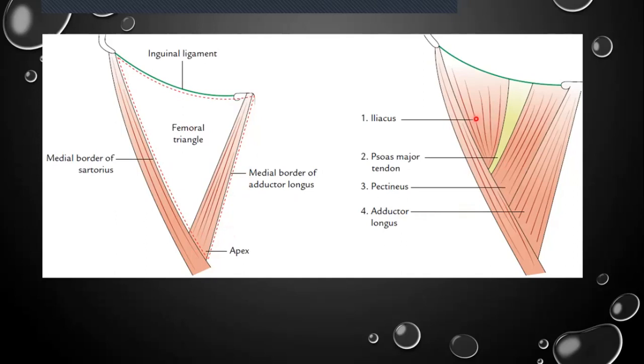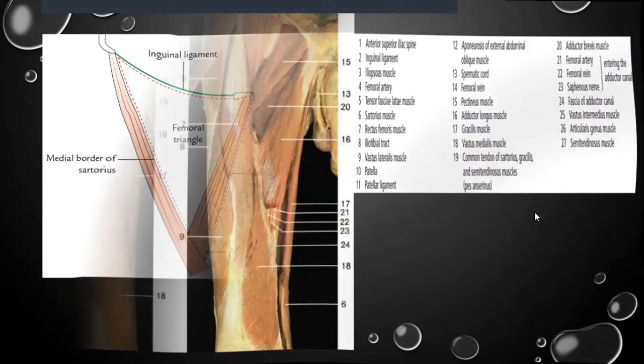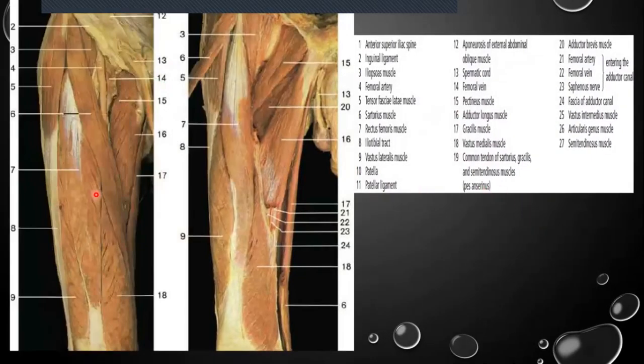And these are the floor. This is most lateral, iliacus muscle, then psoas major tendon. These two, you'll find some text referred to these two as the iliopsoas muscle. These two will insert in your lesser trochanter, maybe for another day, that one. Then pectineus and adductor longus is the most medial. So let's continue and look at that in the cadaveric images.